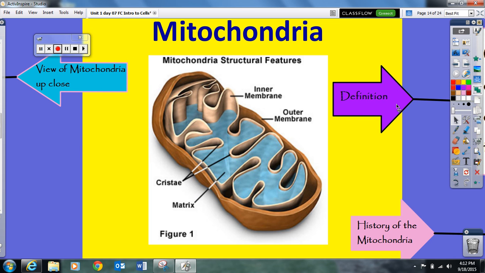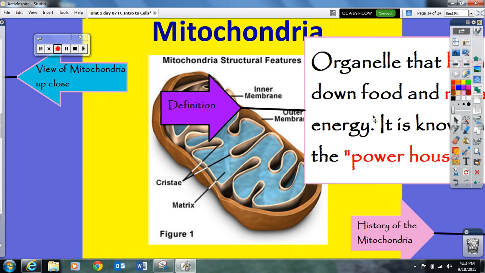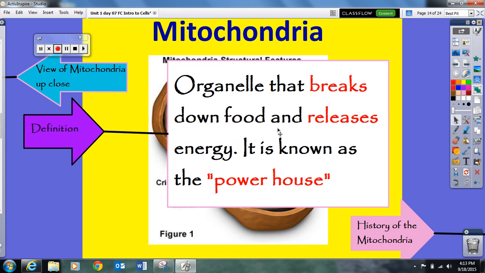Mitochondria. Notice they call it the bean-shaped organelle. Inside it has a series of membranes as well, and it is the organelle that breaks down food and releases energy. It's known as the powerhouse of the cell. So this organelle will take food energy and turn it into a chemical energy that cells can use. And that energy is called ATP.